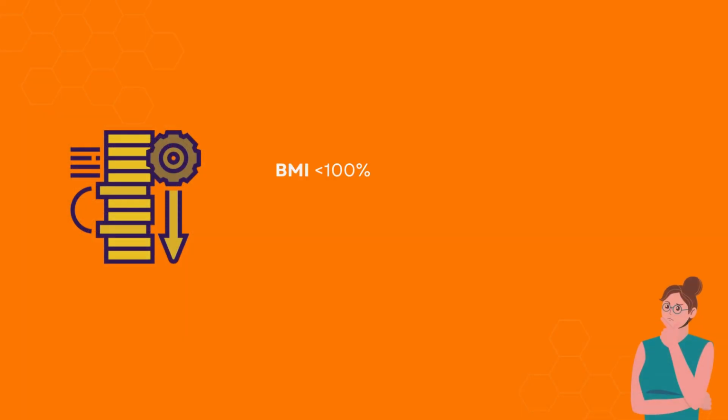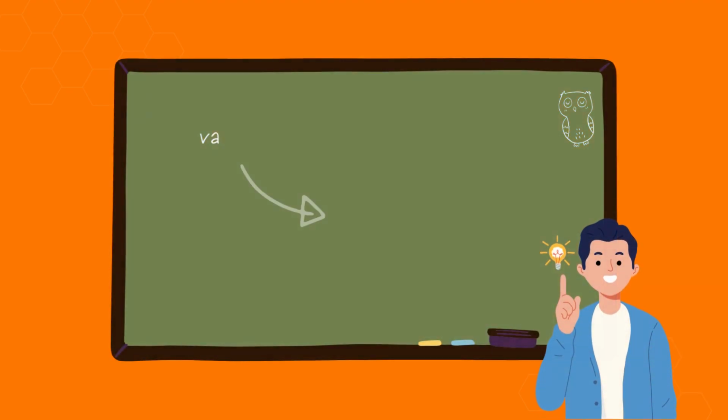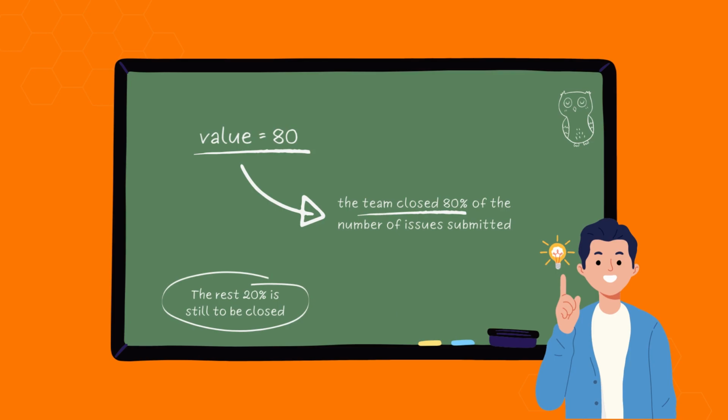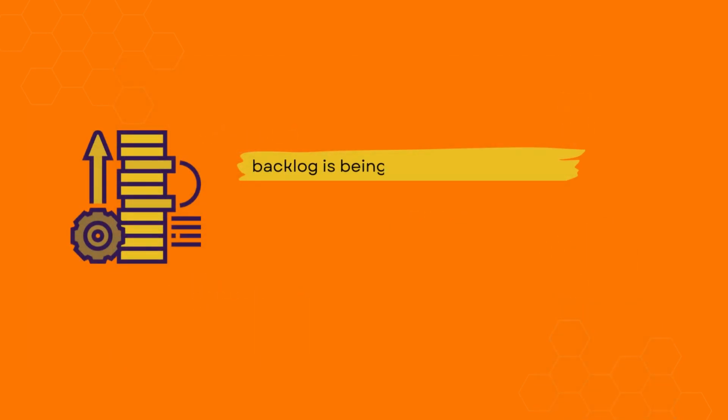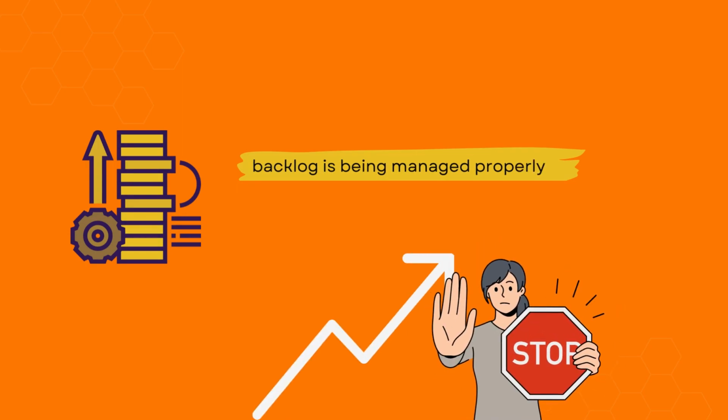When the BMI is smaller than 100%, the total backlog grows. The team is not being able to digest all the issues. For example, a value of 80 means that the team closed 80% of the number of issues submitted during that period, and the rest, the 20%, is still to be closed. The BMI helps us to know if the backlog is being managed properly. A backlog that grows endlessly is an indicator of a poorly maintained project.